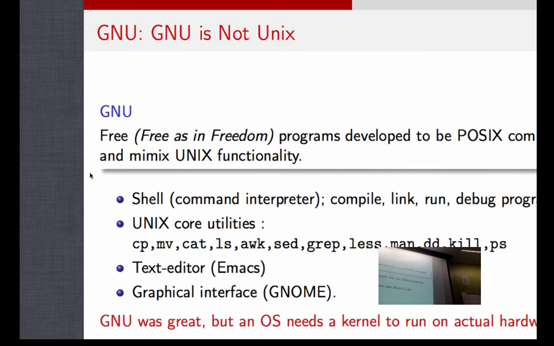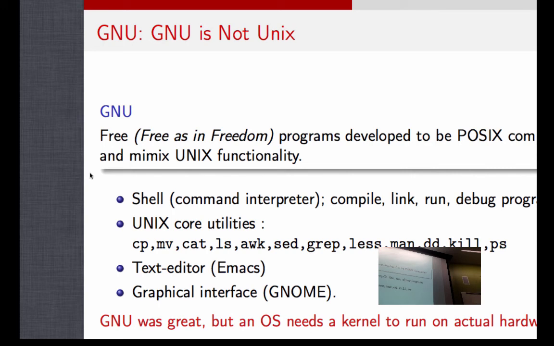So Richard Stallman created this GNU project, which stands for GNU's Not Unix, a nice recursive acronym, which was basically freely available software tools which could mimic Unix functionality, right? And so what tools am I talking about? You need a shell interpreter. So you have the shell, and you need to compile and link and run programs. So you have the GCC, the GNU compiler. And then you have other utilities which are really the core utilities. You have commands to copy, move, awk, sed, less, grep, all these things.